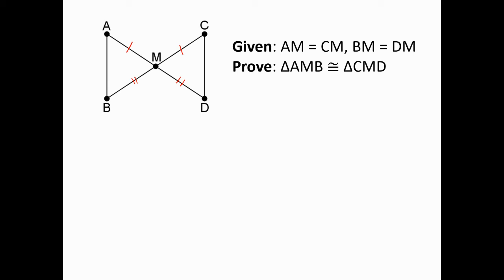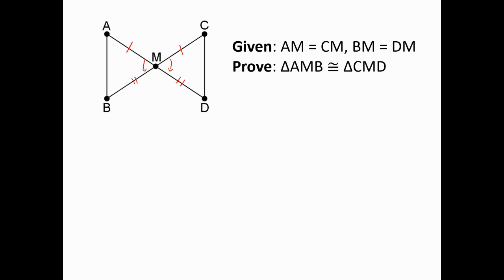Well, we don't have enough information to use it yet. We don't have enough information in the given, that is, because all we know is that 2 sides of one triangle are equal to 2 sides of the other. We do not know that the included angles are equal. That is, we do not know that angle AMB is equal to angle CMD, and we need to know that to make use of SAS congruence.